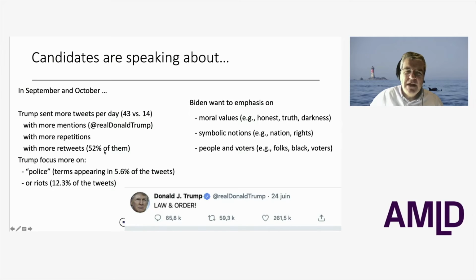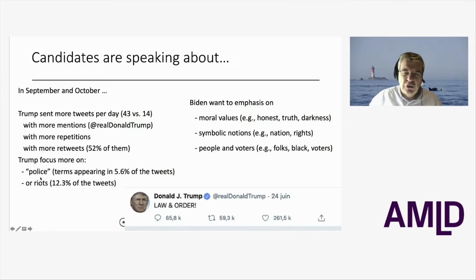Interesting in this campaign, 52% of them is just retweet. So the incumbent president is just retweeting a lot, not generating a lot of new tweets. And if you look at the contents of the tweet, there is, in fact, an important aspect.